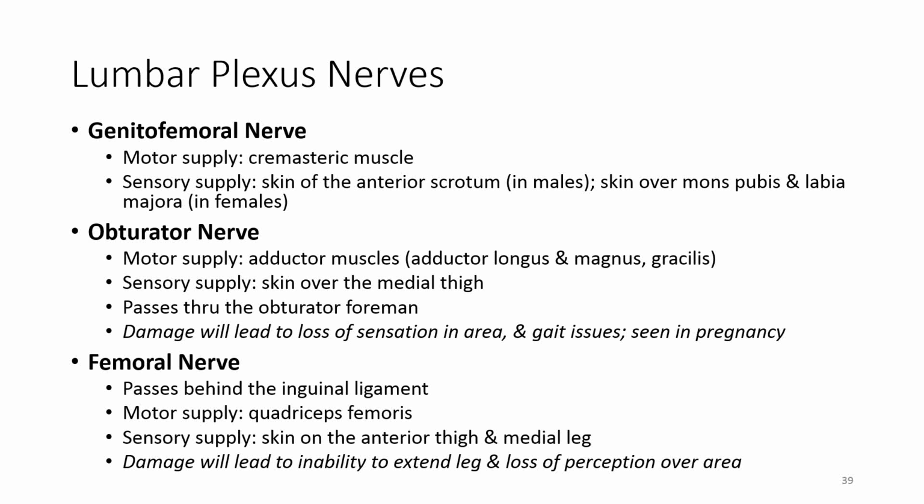Obturator nerve, again, inside of the leg, medial portion. Adductor muscles is what the motor supply is. Sensory is the skin over the medial thigh, so inside of the leg. And the femoral nerve passes behind that inguinal ligament, and so motor supply is the quadriceps. Sensory supply is anterior leg. Okay.